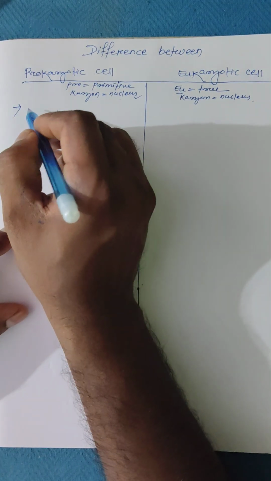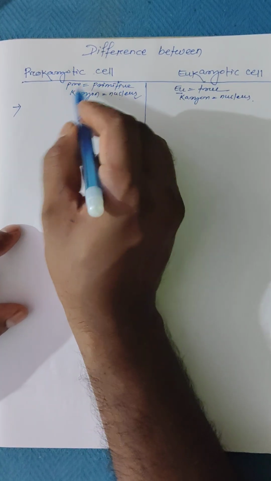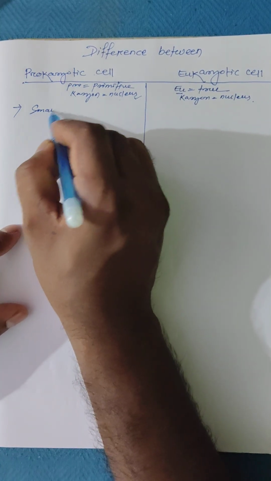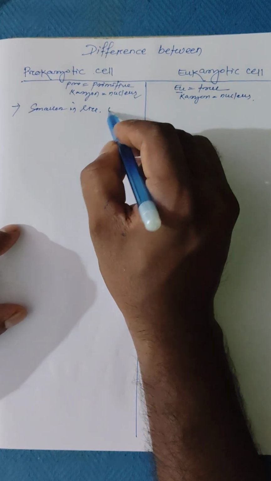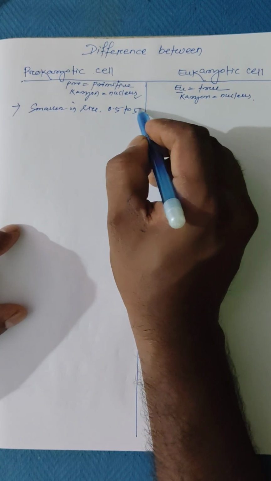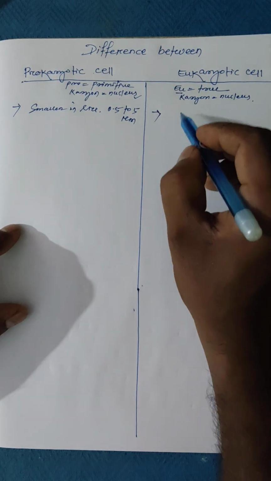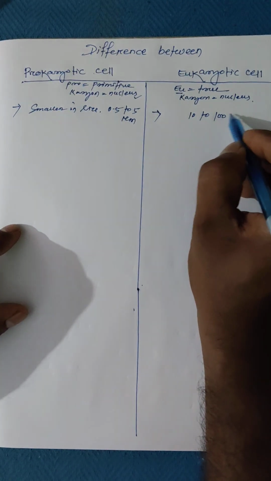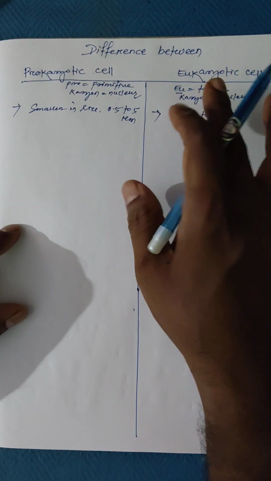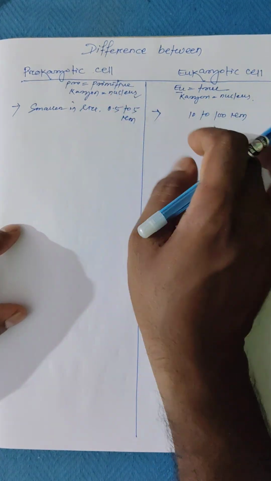If we go to the differences, first the cell size. The size of the prokaryotic cell is generally smaller. The size ranges from 0.5 to 5 micrometer. The size of eukaryotic cells is generally larger. The size ranges from 10 to 100 micrometer. So the size of eukaryotic cell is comparatively larger than the prokaryotic cell.